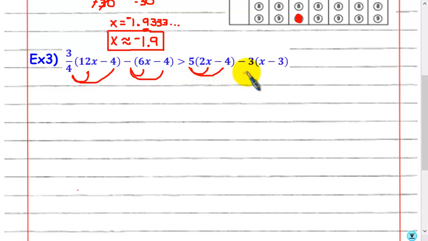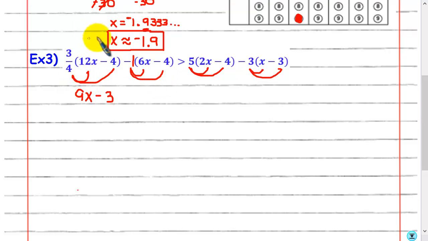All right, and so 3 times 12 is 36 divided by 4x will give you 9x. 3 times 4 is negative 12, divided by 4 is negative 3. And remember here we have a negative 1.